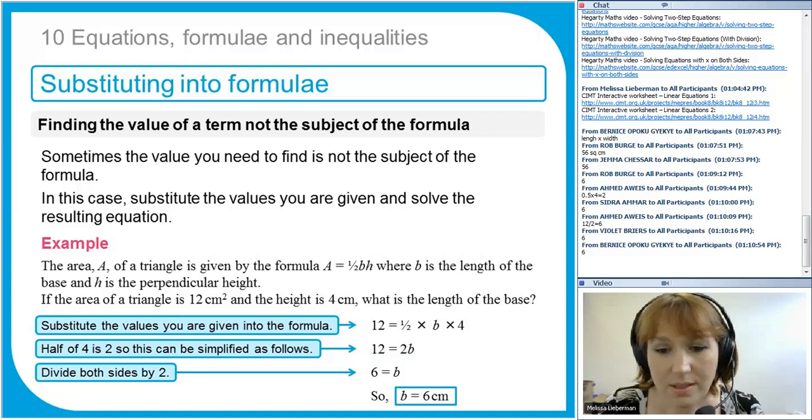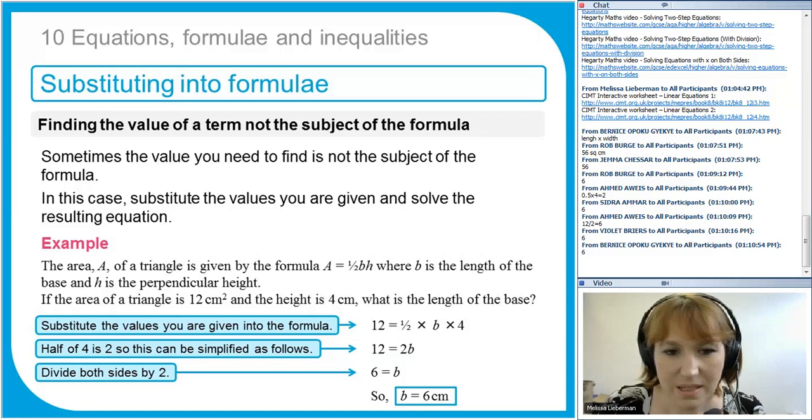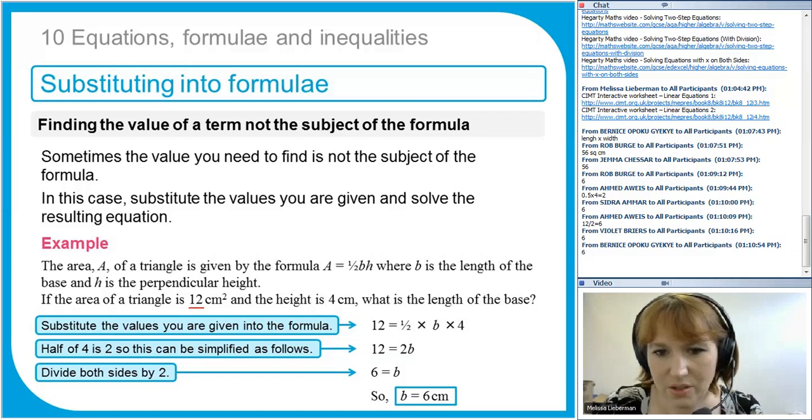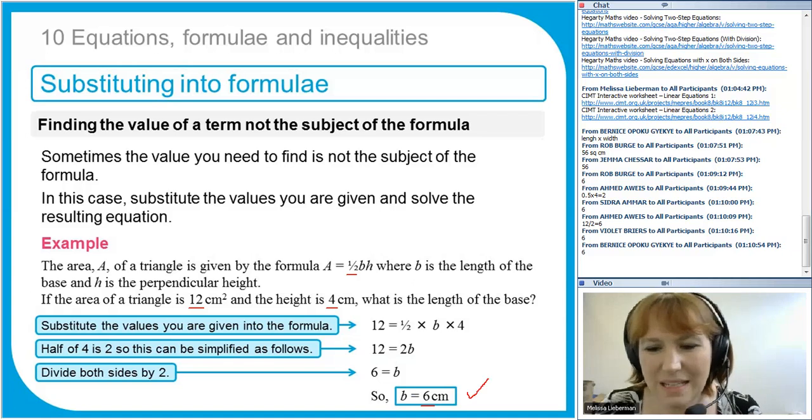And then check that that works. So check that half base times height does give me 12 centimeters squared. So half times b, half of 6 is 3. And then 3 times 4 is 12. So that works. Okay, now that's a little bit complicated and might take a little bit of practice.